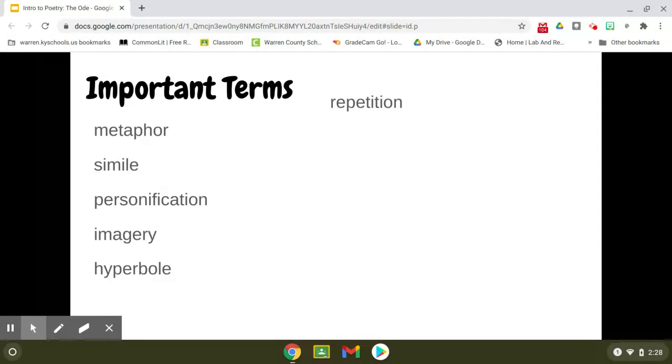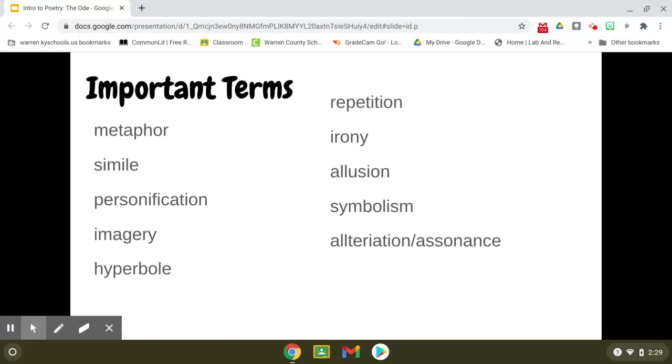Repetition. Some odes contain irony. Some odes also contain allusions where they reference other works of literature or songs. Modern odes might even reference celebrities or other things from pop culture that they would expect the reader to be familiar with. Symbolism. Sound devices such as alliteration, which is repeating of consonant sounds at the beginning of words, and assonance, which is the repeating of vowel sounds within words.